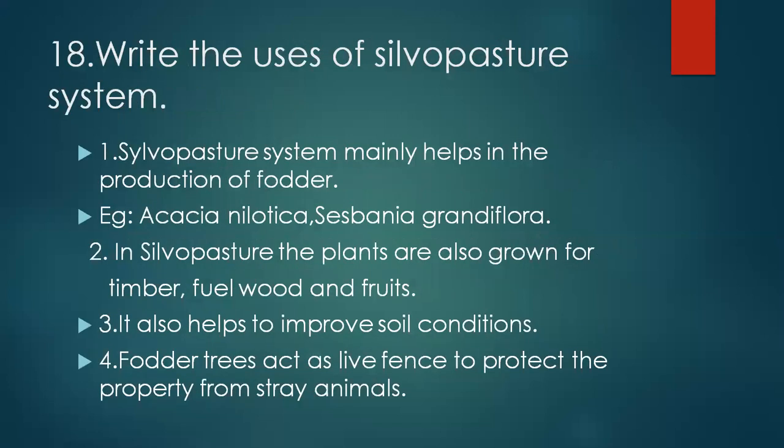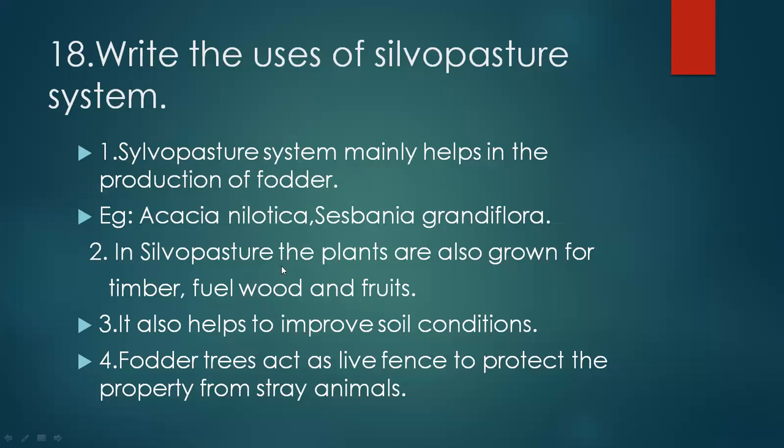Next question for you. Write the uses of silvopasture system. Silvopasture system mainly helps in the production of fodder. Growing grasses along with trees is said to be silvopasture, and this system mainly helps in the production of fodder to cattle. Example, Acacia nilotica and Sesbania grandiflora.